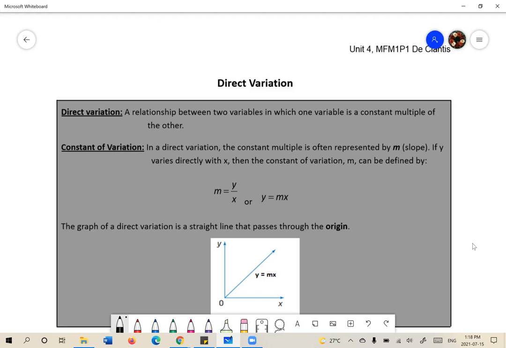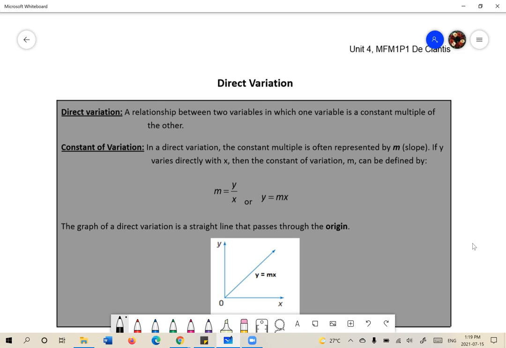Today's lesson, we're going to be learning about direct and partial variation. Let's begin with learning about direct variation. Direct variation is a relationship between two variables in which one variable is a constant multiple of the other.